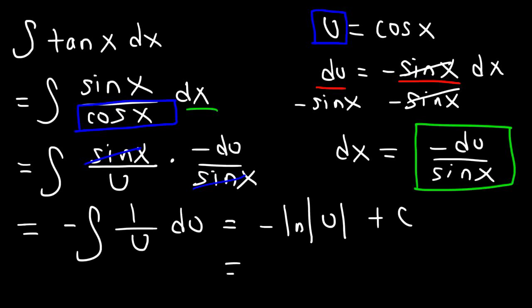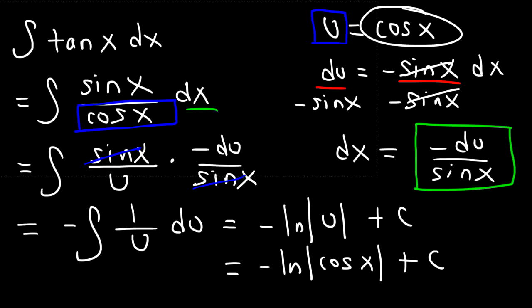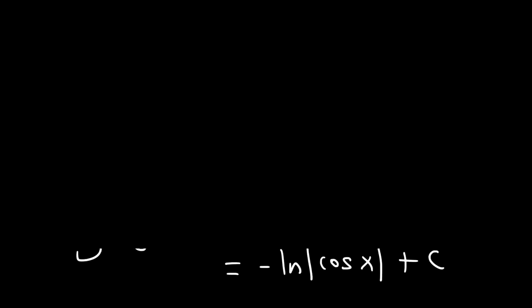Now our next step is to replace u with what it equals. We set u equal to cosine. So right now we have the natural log of cosine plus c, but we have a negative sign in front. Now, we don't need to leave the answer in this form. We can adjust it. A property of logs that you need to know is the power rule of logs.